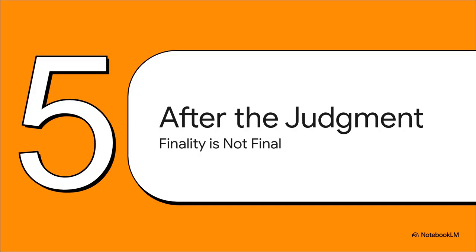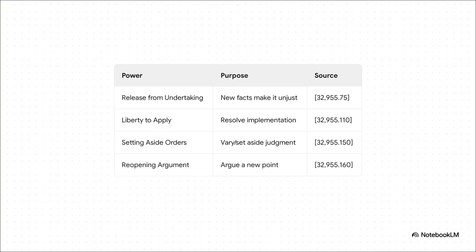We tend to think that a final judgment means case closed, game over. But under Section 23, the court keeps a few tools handy to make sure justice is still being done even after those final orders have been made. Finality isn't always as final as it seems. So the court has a few key post-judgment powers.